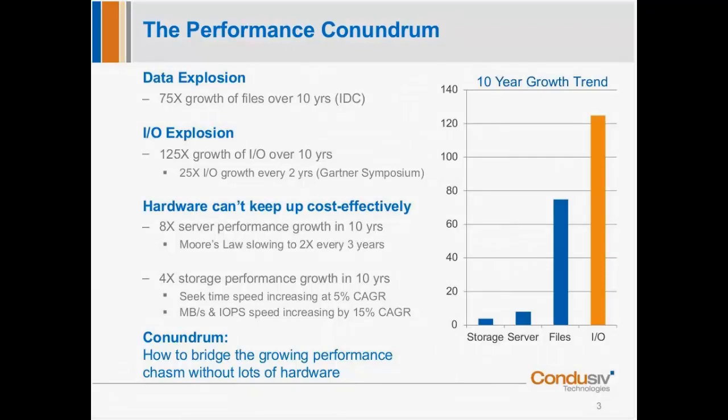So while the cost of hardware on a per unit basis, or a price performance basis, may go down, investments are going up as organizations keep adding hardware to solve the I/O explosion and the bottlenecks it creates.